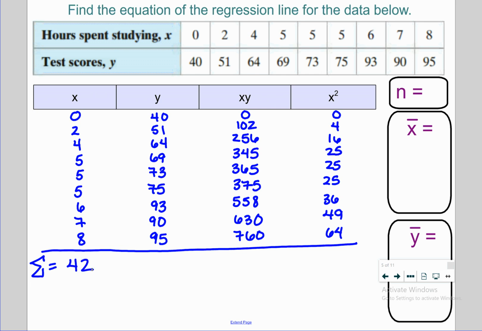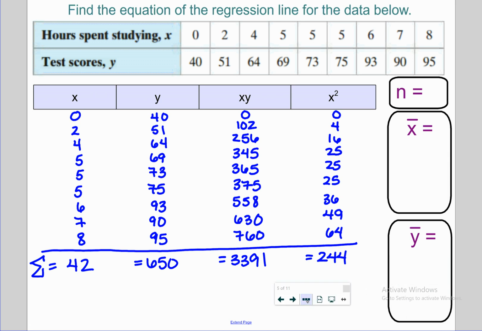X's are 42. Y's are 650. XY's 3,391. And 244. All right, so that's the part that just takes a minute.